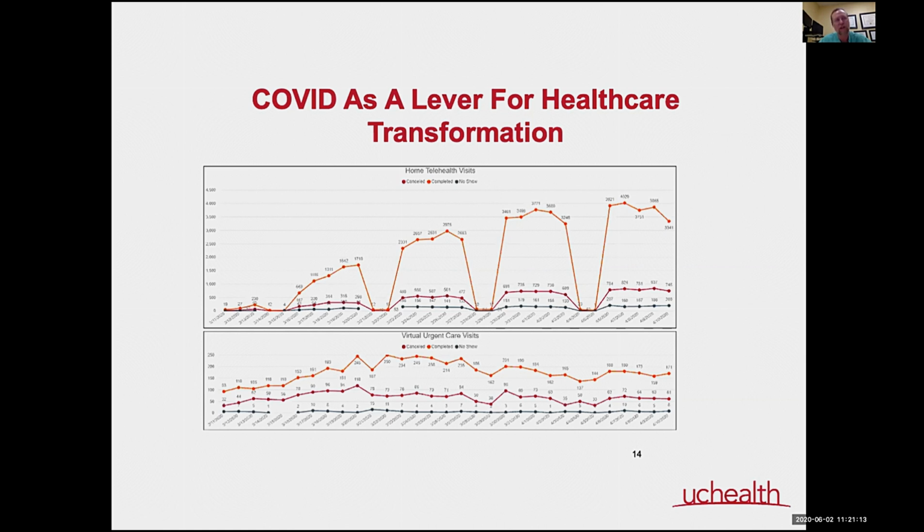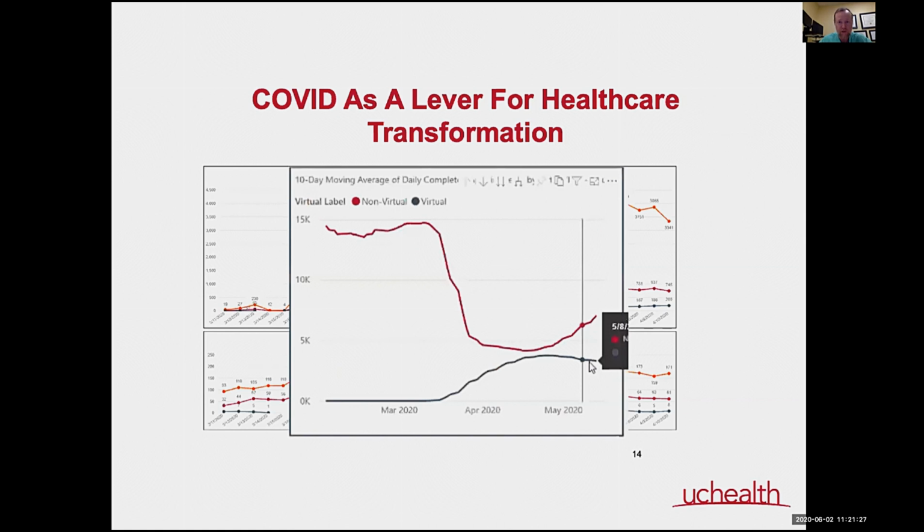But what's transformational about this is that everyone has been involved and has been exposed to telemedicine in our past 2 months, and that's going to have a decade-long ramification in a positive direction. So, and this is probably similar to what has happened with you all as well. This was our inpatient volume pre-COVID.